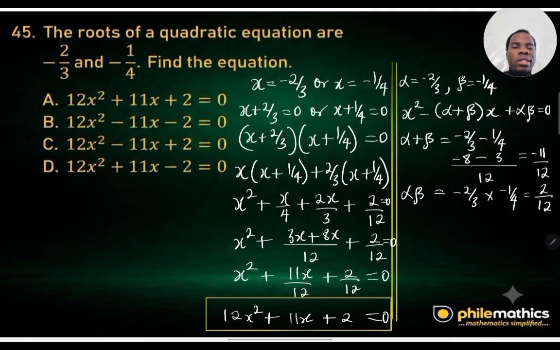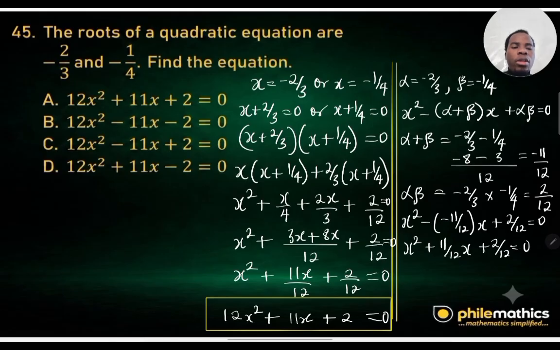We now substitute this into the formula. We have x squared minus -11/12 x plus 2/12 equals 0. We have x squared, minus times minus is plus, 11/12 x plus 2/12 equals 0. At this point, we can multiply through by 12 to get 12x squared plus 11x plus 2 equals 0.